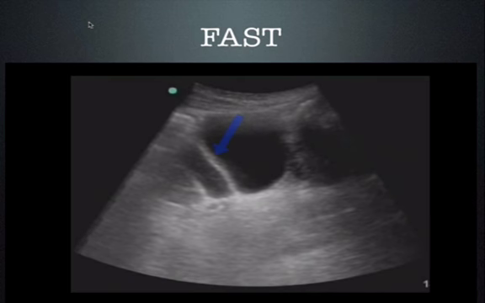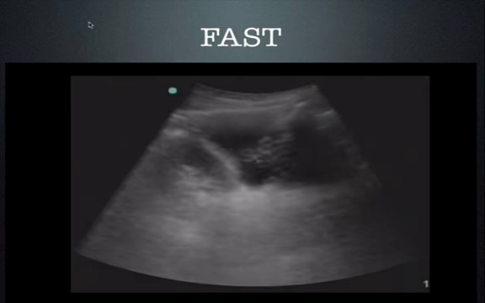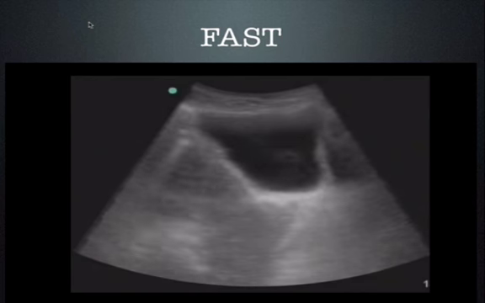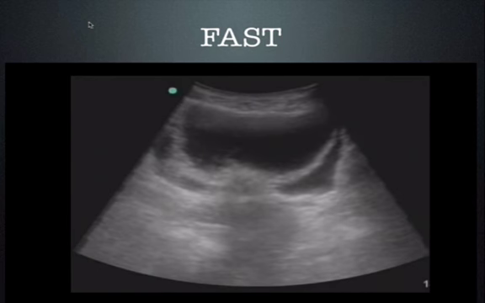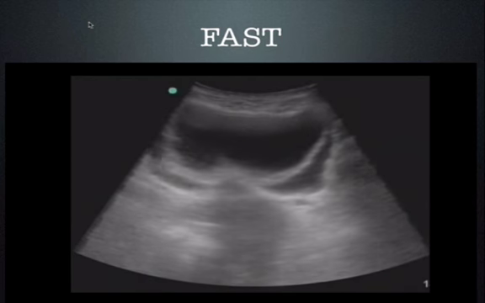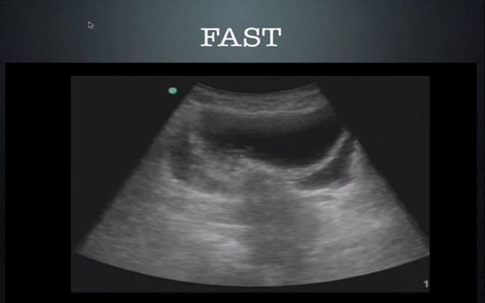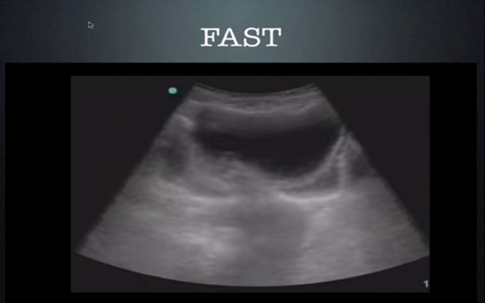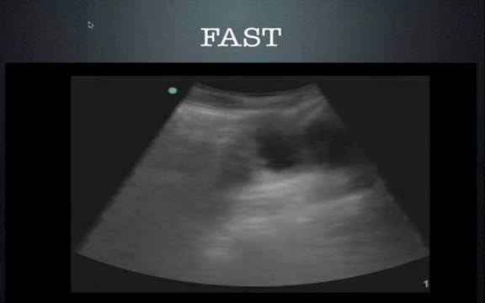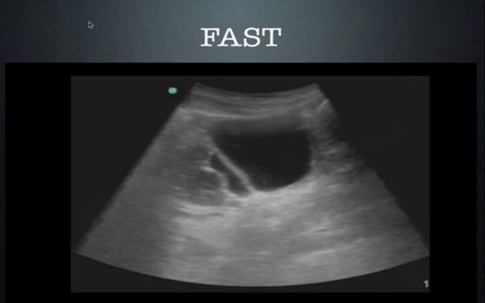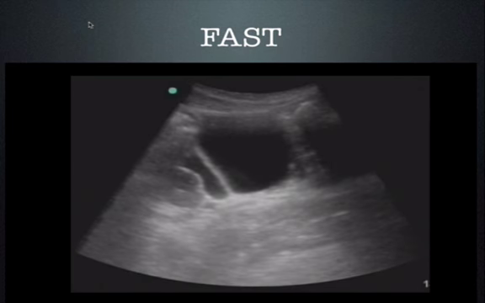Here's a positive FAST exam. We see the bladder. We can see the wall of the bladder outlined because there's fluid on both sides of the bladder. Here in the cross-sectional view, we see the uterus, and we can see this is not a circular image like the ovarian cyst, but fluid outlining the bladder wall. This is a positive FAST exam. This is a positive pelvic window.